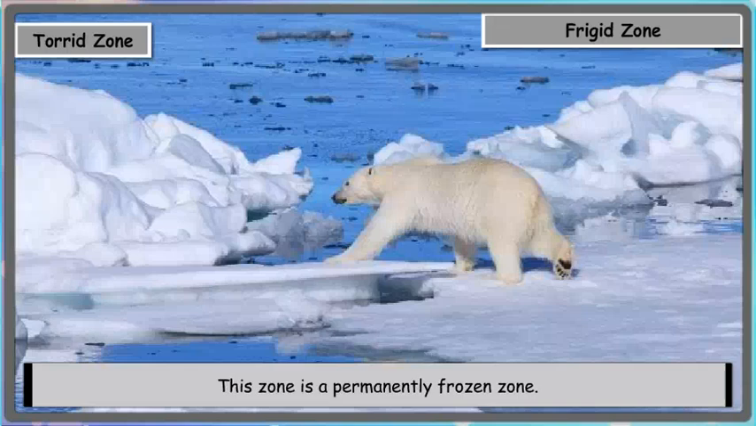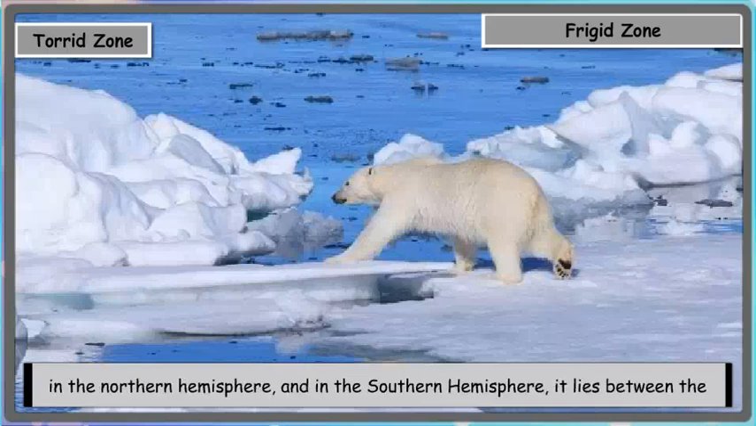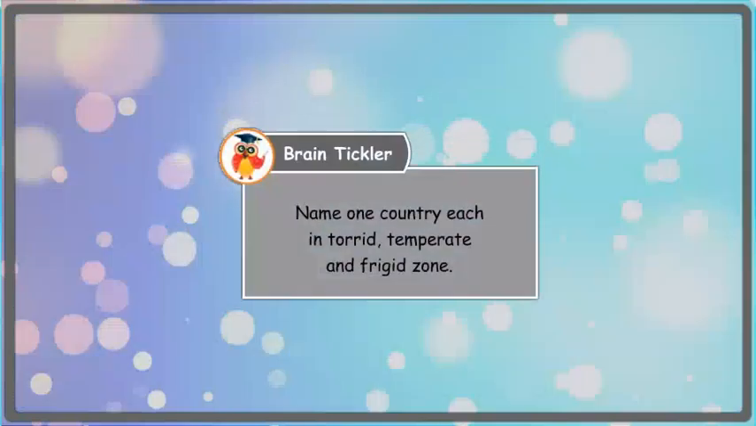Frigid zone. This zone is a permanently frozen zone. The frigid zone lies between the Arctic Circle and the North Pole in the northern hemisphere, and in the southern hemisphere it lies between the Antarctic Circle and the South Pole. In this region, there is no sunlight for most of the months. The sun rays are slanting and weak in this region. Hence, it remains cold throughout the year. Brain tickler. Name one country each in torrid, temperate and frigid zone.